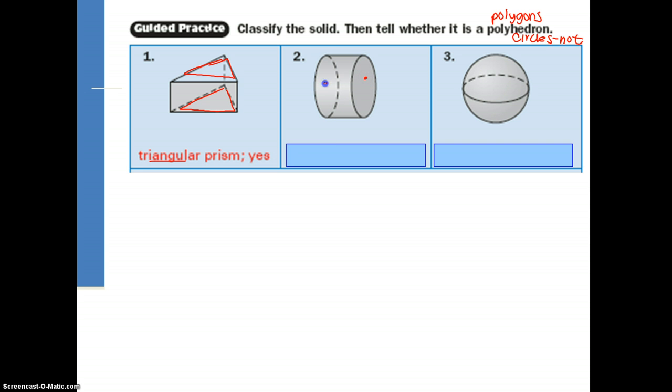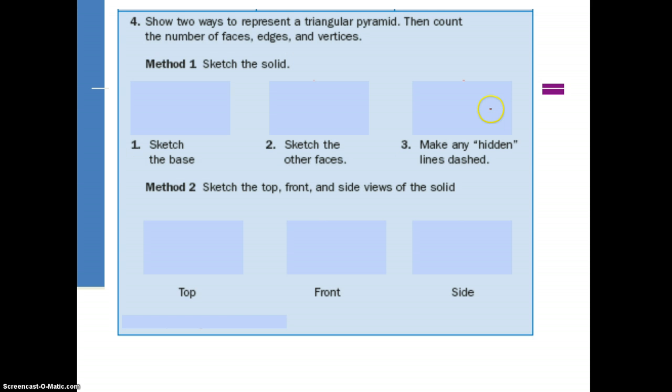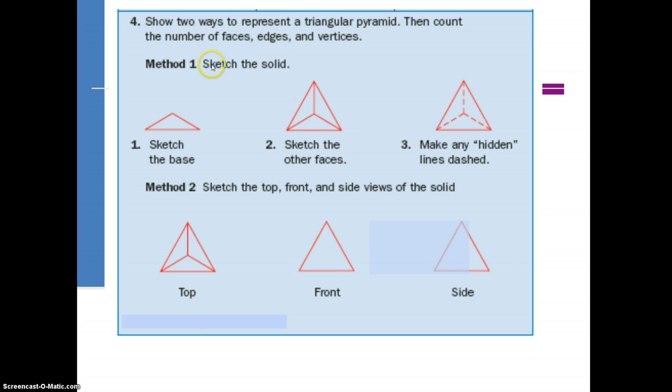This has 2 circles on the side. This is a cylinder, and it's not a polyhedron because of the circles. This is obviously a sphere, and nope, it's a circle, so it's not a polyhedron. And here's how you would sketch it if I were asking you to sketch. You do not have to do this one.